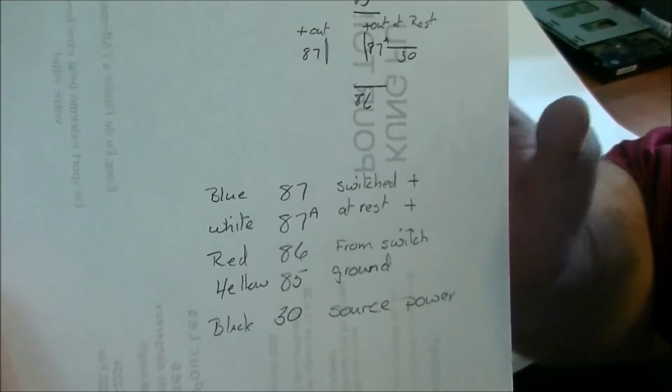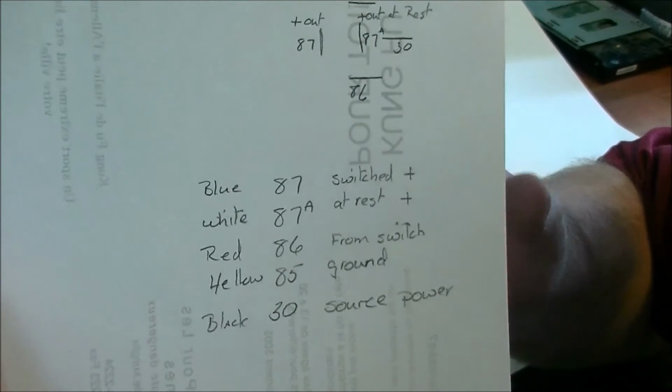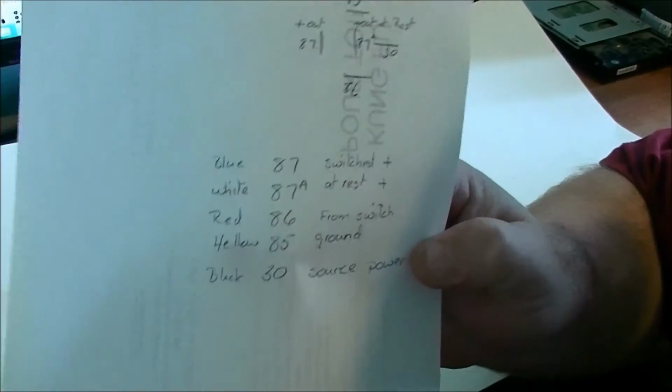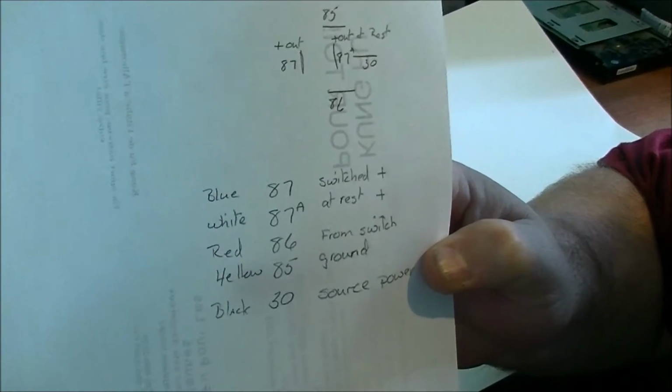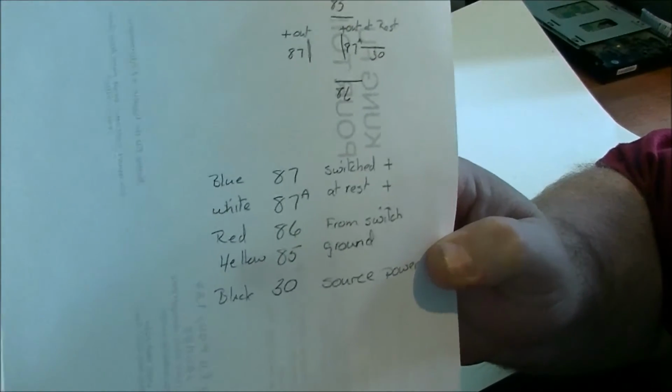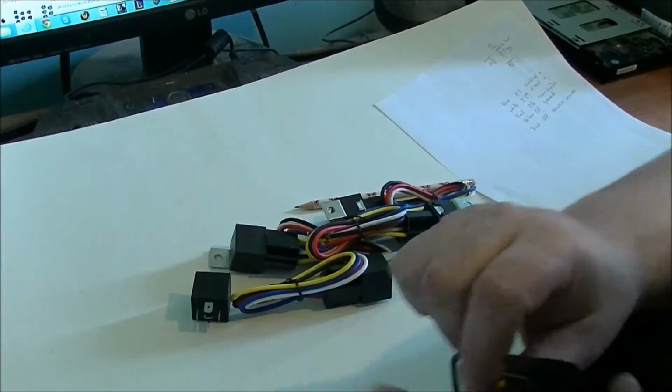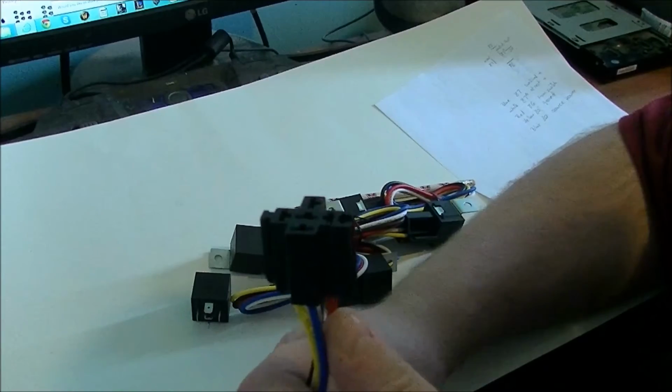You can either use a larger fuse source. But it's probably better to fuse each individual relay, because this way, when you do have a problem with a relay, you can find out which one is burning out on you.